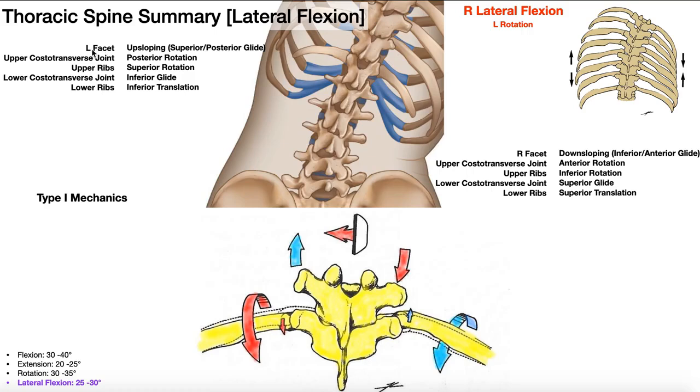Everything's opposite. So that left facet joint is going to upslope. Why is it upsloping? It's upsloping really because you're gapping that facet joint because the upper rib's actually bending upward on the left side. But remember, you're going to have a little bit of posterior glide, so a non-traditional upslope. And that's because of that left rotation. So we're rotating left. This transverse process is going to move a little bit posteriorly. And so that's going to have posterior glide and trigger a little bit of posterior rotation at the upper costotransverse joint. Okay, so posterior rotation.